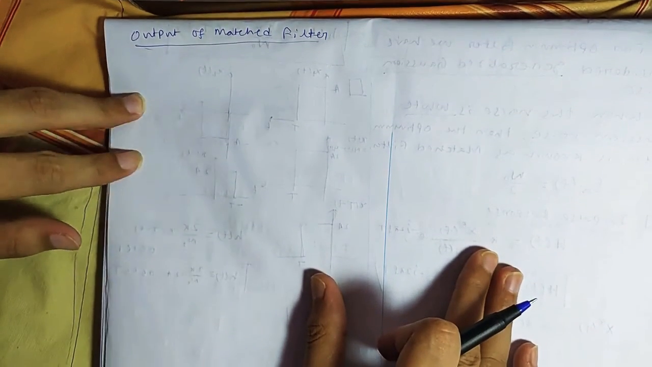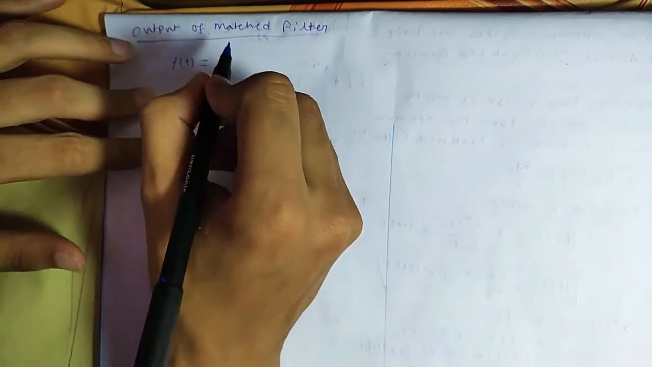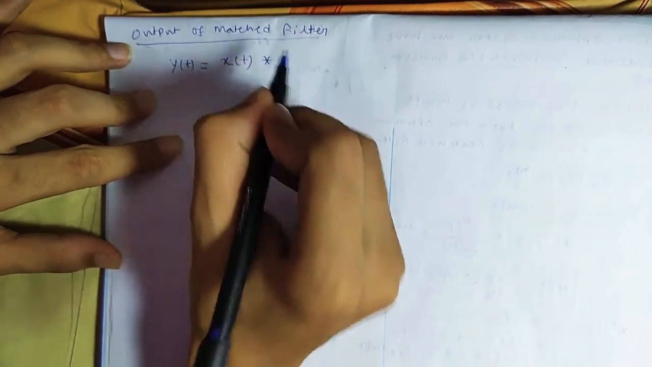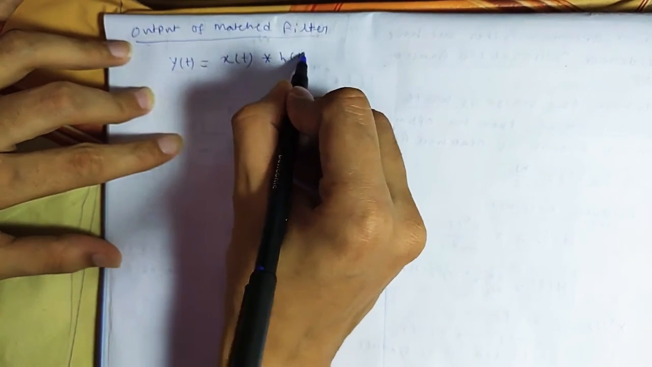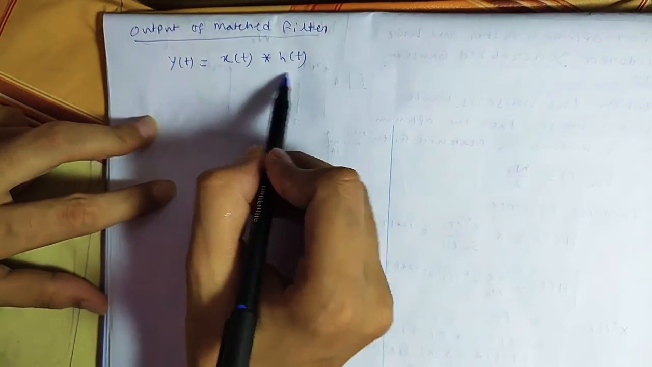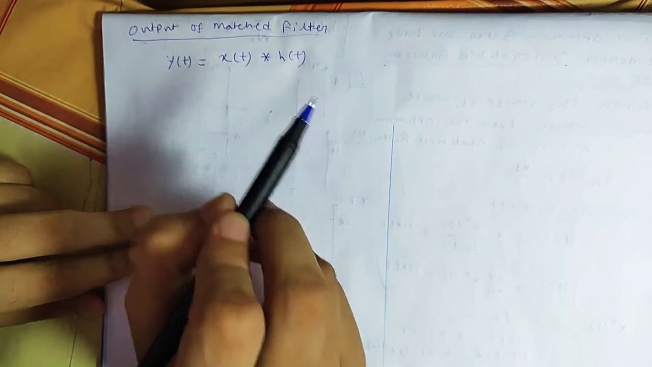The output of the matched filter, y(t), can be written as the input x(t) convolved with the impulse response. So that will be the output of the matched filter, and h(t) is already determined. x(t) depends on the input signal choice.